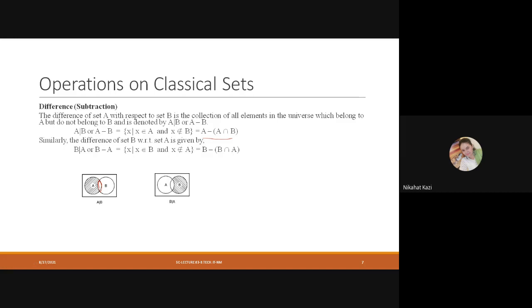Similarly, B difference A will be inside B, but not in A. If it is in A, then remove it. So B difference A is whatever is there in B apart from what is common between A and B. Remove that. So B difference A is this.